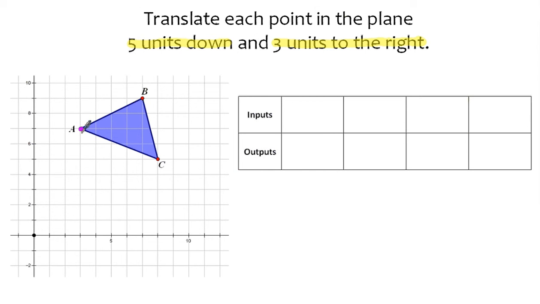So we'll start with point A. We'll translate 5 down and 3 to the right. 5 down, 1, 2, 3, 4, 5, and 3 to the right, 1, 2, 3. And that produces the image A prime. Let's stop and record the coordinates of the input A, which is 3, 7. Let me clean that up for you. And let's record the coordinates of the output A prime, 6, 2.